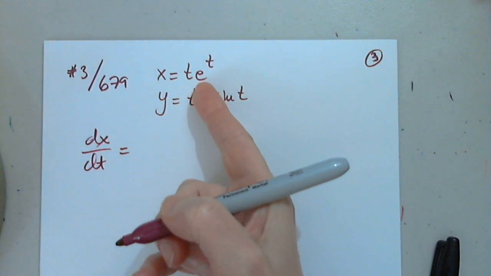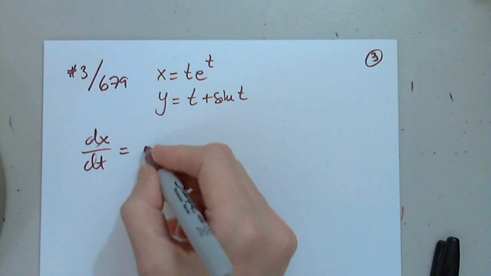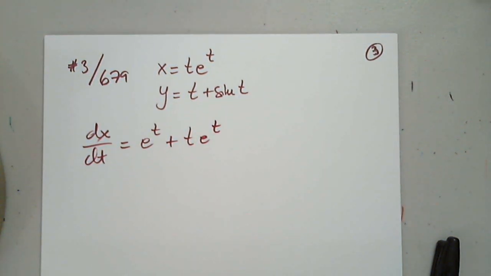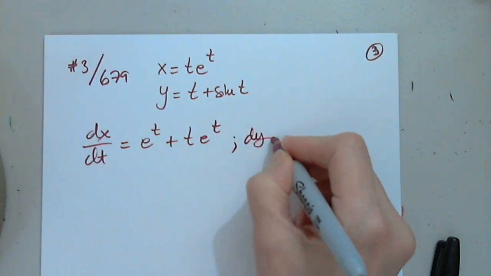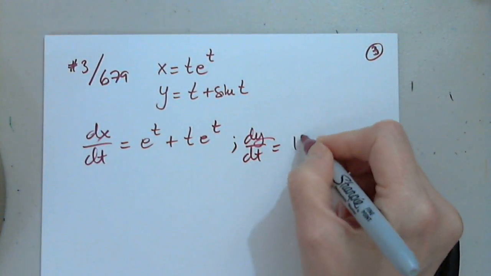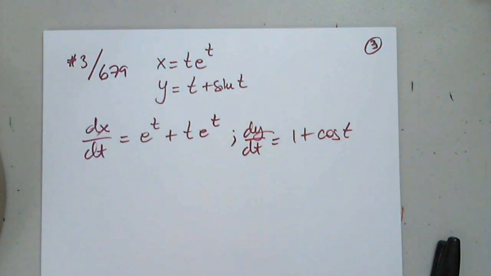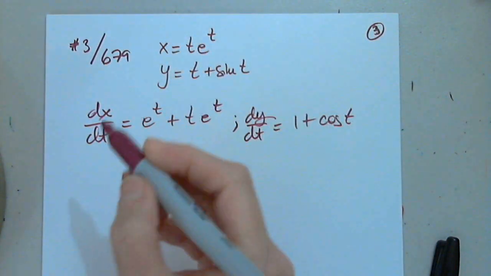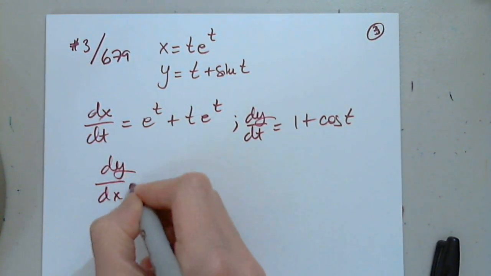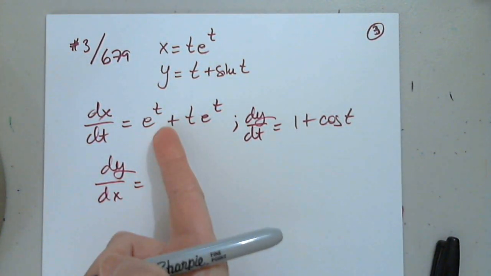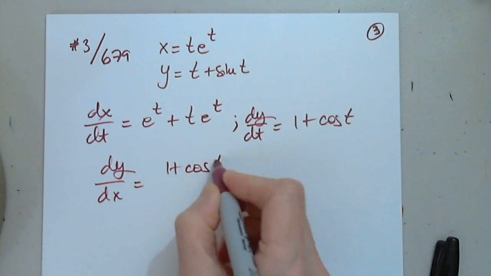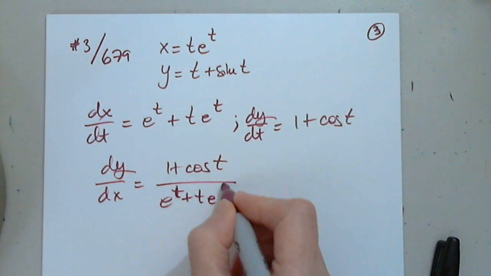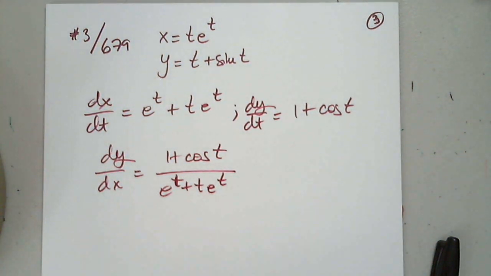It's a product. I have to use the product rule. So we get e to the t plus t e to t. And let's determine dy over dt, which is 1 plus cosine t. In order to determine the derivative of y with respect to x, we know the formula is this over this. So it's 1 plus cosine t over e to the t plus t e to the t. And we don't have to do anything else to it.